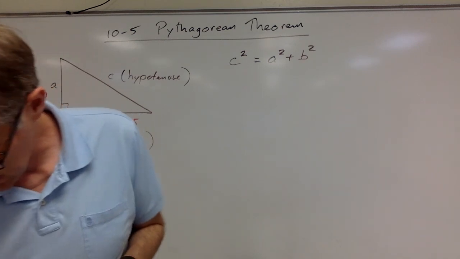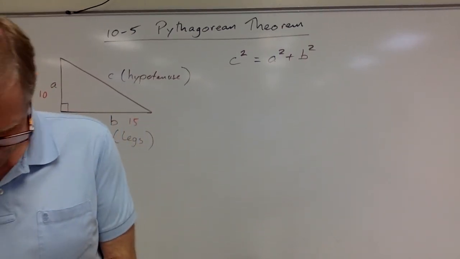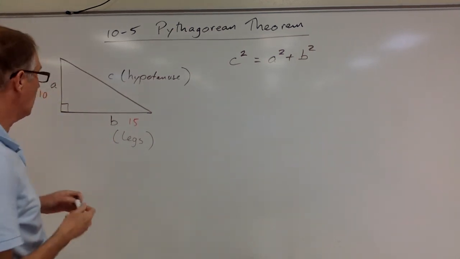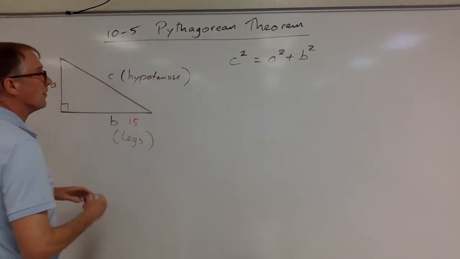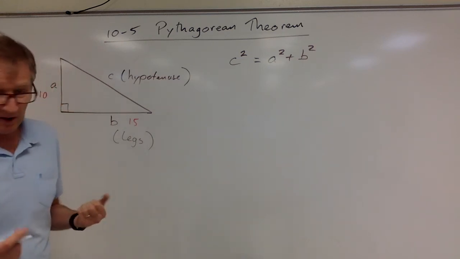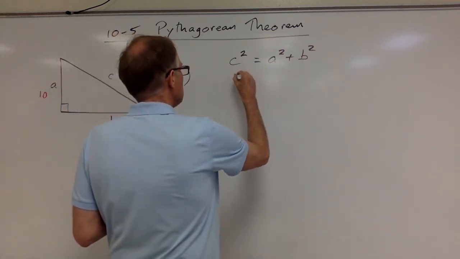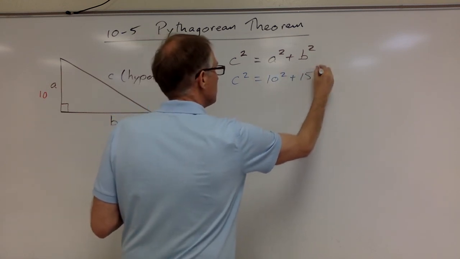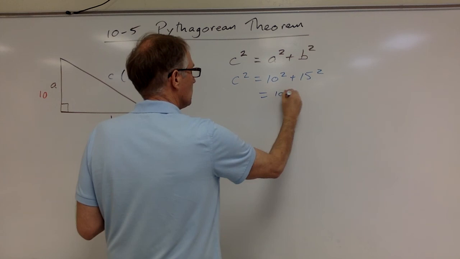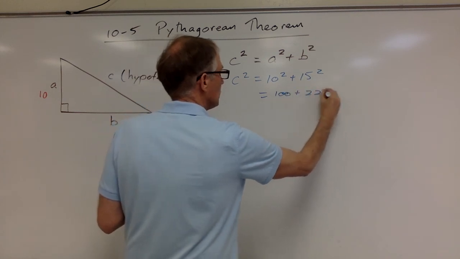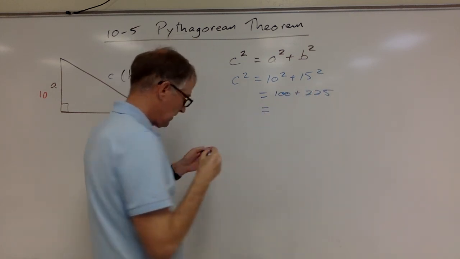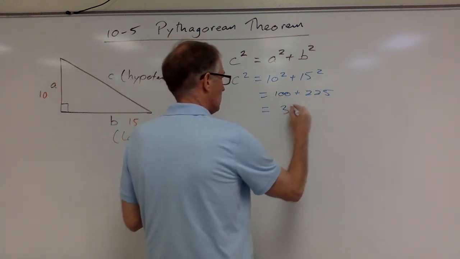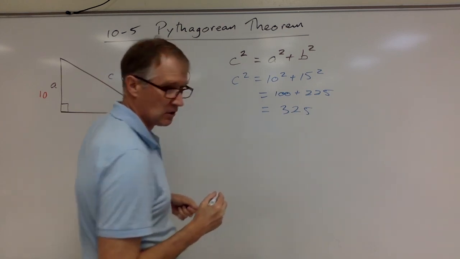Therefore, let's find the value of the hypotenuse. So C squared equals 10 squared plus 15 squared. Well, 10 squared is 100. 15 squared is 225. And so C squared is going to equal 325, right? 100 plus 225 is 325. That's the value of C squared.